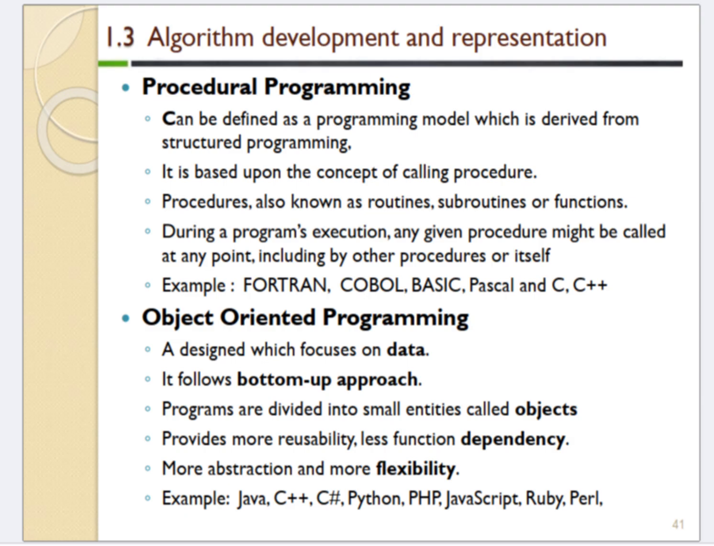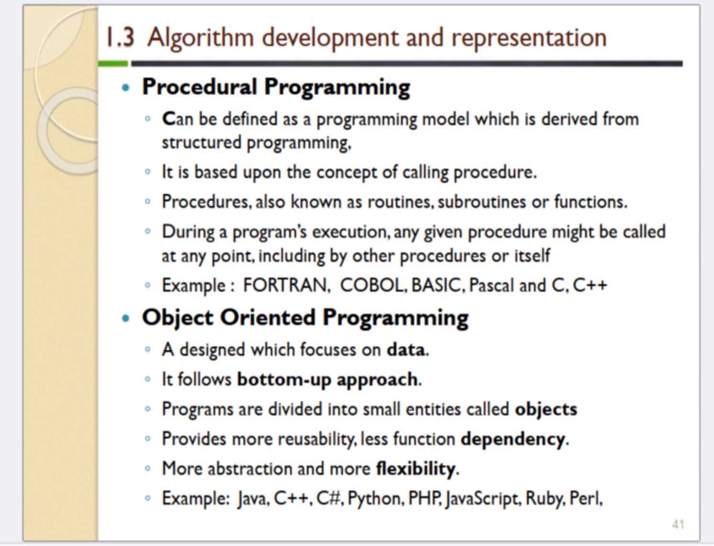1.3 Algorithm development and representation. Procedural programming can be defined as a programming model which is derived from structured programming. It is based upon the concept of calling procedures. Procedures are also known as routines, subroutines, or functions. During a program's execution, any given procedure might be called at any point, including by other procedures or itself. Examples: Fortran, COBOL, BASIC, Pascal and C++.